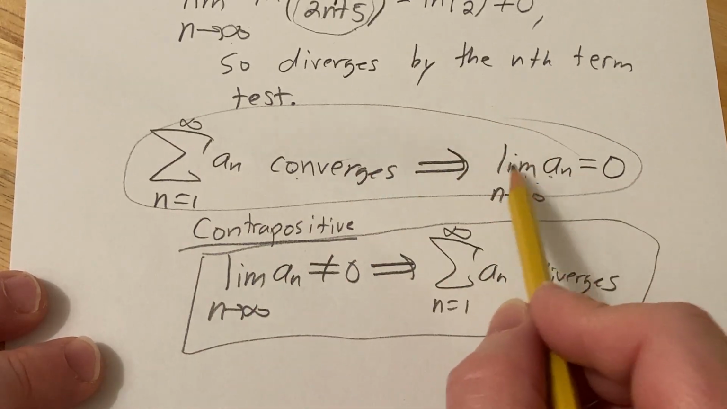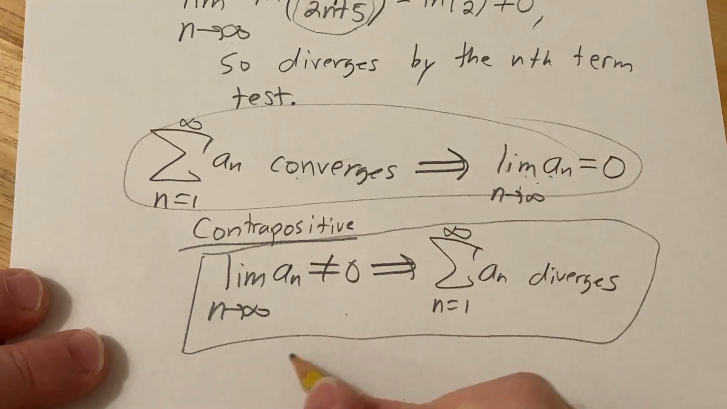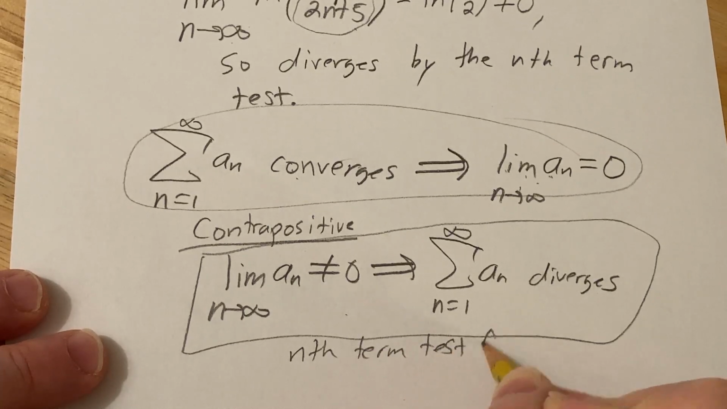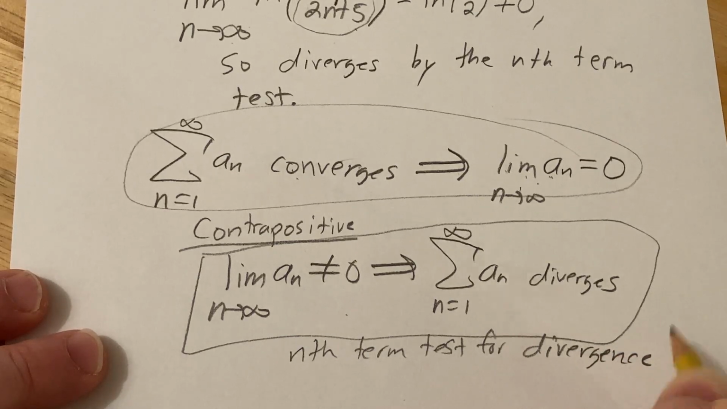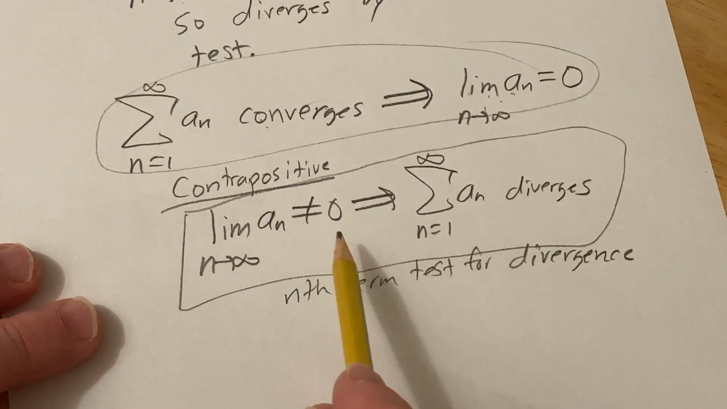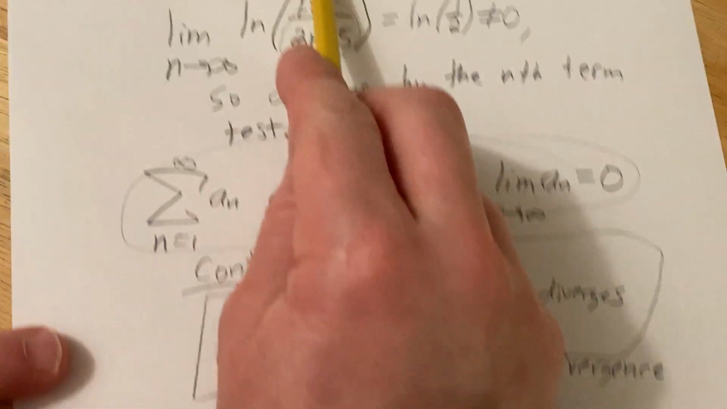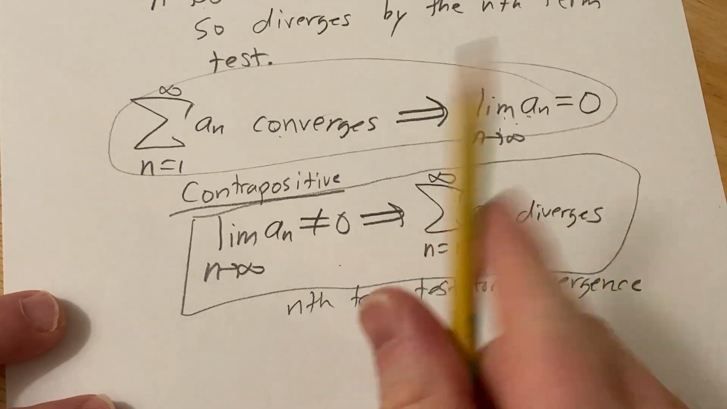And so the contrapositive of this statement, which is really easy to prove, it's not hard to prove. Normally you would prove this, but then people actually use this in practice. This is called the Nth Term Test. And then some people actually call it the Nth Term Test for divergence because people have a bad habit of using this to declare convergence. So like if you take the limit and you get 0, nothing happens, right? So it's just a really nice technique.